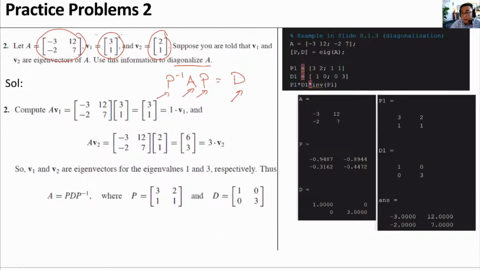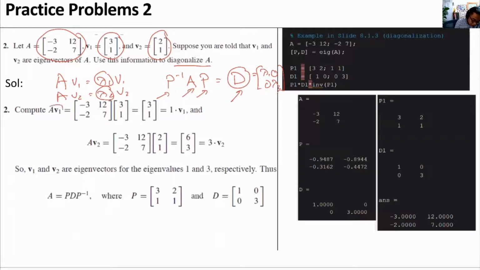That's one way we can do it, but we can do it more simply by remembering that A times V1 equals lambda 1 times V1, and A times V2 equals lambda 2 times V2. We can quickly find lambda 1 and lambda 2, and put them in D, which is simply lambda 1, lambda 2, and 0 elsewhere. Okay, so that's the trick.